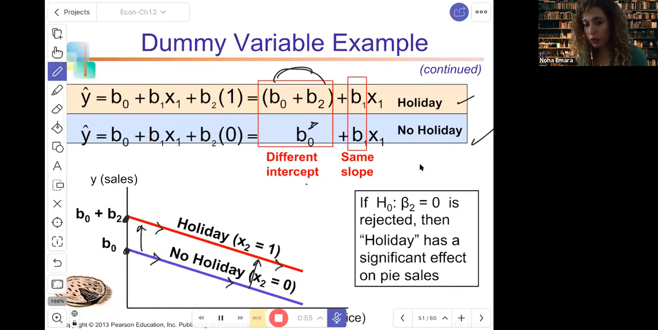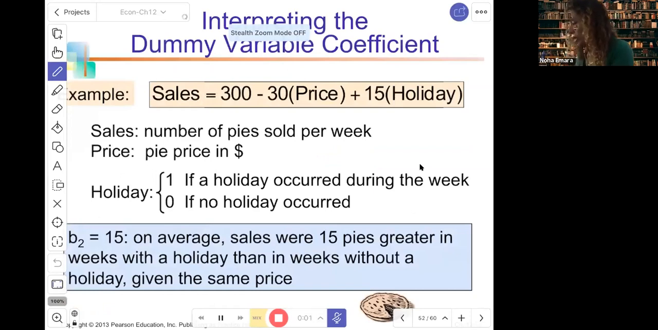So what you can read here in this square, you can check whether the effect of holiday is significant or not. Like, you can have this regression and I'm asking you, do you think that having a dummy that represents a holiday is important or not? Again, it's the same way that you have done with the quadratic term. You go ahead and you check the t-statistic or the p-value or the confidence interval of this parameter. And if it turns out to be statistically significant, then you will be saying, okay, there is a statistically significant difference between a holiday and no holiday in terms of pie sales. All right. Again, if you have any question, just stop me.